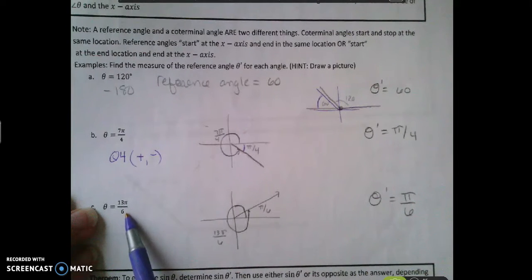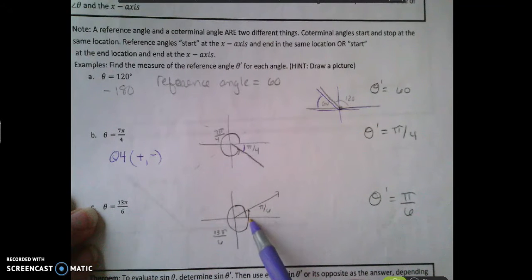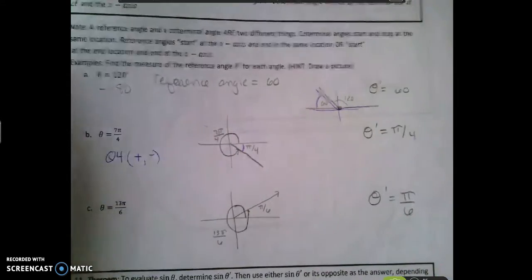13 pi over 6. Okay, so I gave you all a hint that anything that has a denominator of 6 probably refers back to pi over 6, which this does. So completely around one time would be 12 pi over 6, and then we're going one more apart, so our reference angle is pi over 6.